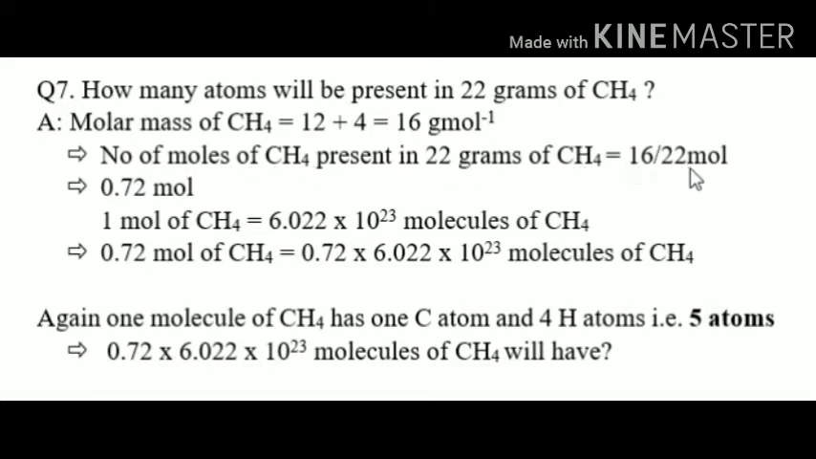So 22 gram by 16 gram per mole equals 22 by 16 mole. If I calculate it out, I get 1.37 mole. So if I consider 1 mole of methane, it will have 6.022 into 10 to the power 23 molecules of methane.